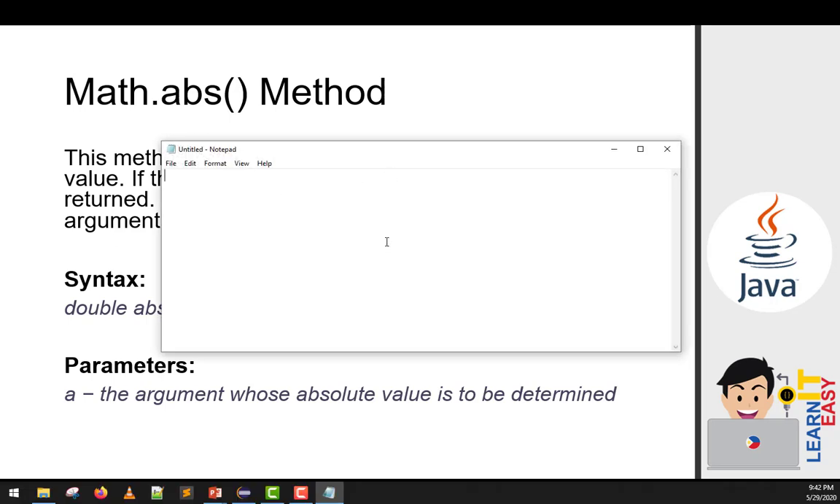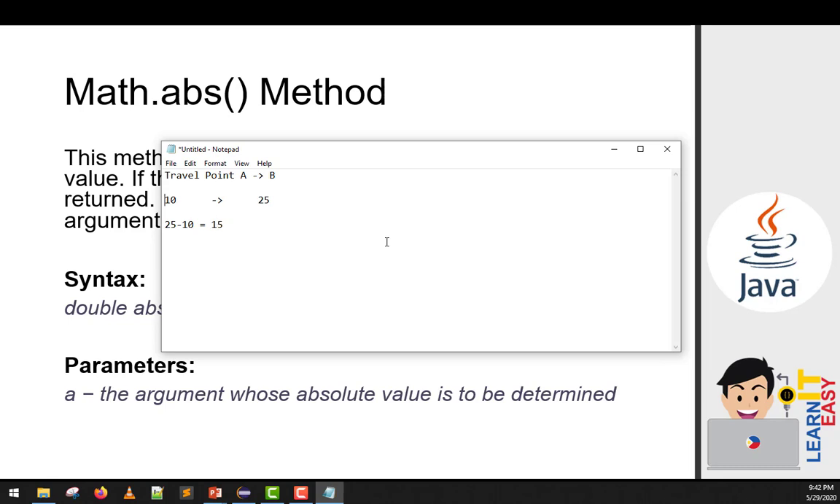Halimbawa, kung magta-travel ka mula doon sa point A papuntang point B, at sabihin natin na sa point A, it is kilometer 10, at sa point B, nakarating ka ng kilometer 25, ang ibig sabihin, gaano kalayo yung tinravel mo. Typically, that is 25 minus 10, and that would be equal to 15.